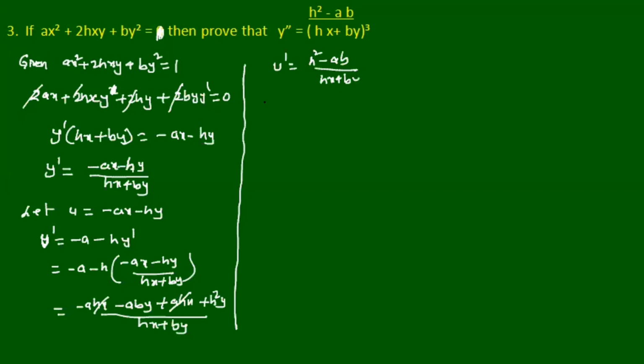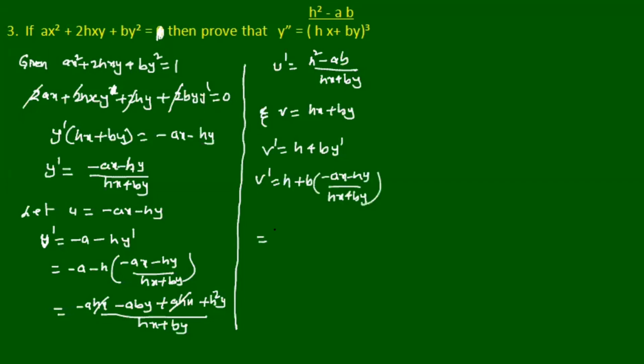Right? Now I consider v is equal to hx plus by. V dash is equal to h plus b y dash. V dash is equal to h plus b into minus ax minus hy by hx plus by.